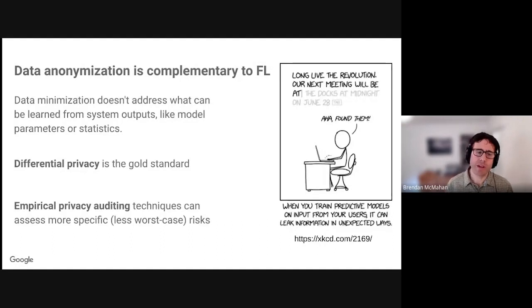But I also wanted to give a big shout out to empirical privacy auditing techniques, which I think are really important and really complementary to formal differential privacy guarantees. Unlike the formal guarantees, empirical privacy auditing can actually detect flaws in the implementations of anonymization techniques, and can also more precisely calibrate the risk with respect to more specific and less worst case threat models than the very strong adversary that differential privacy essentially assumes.